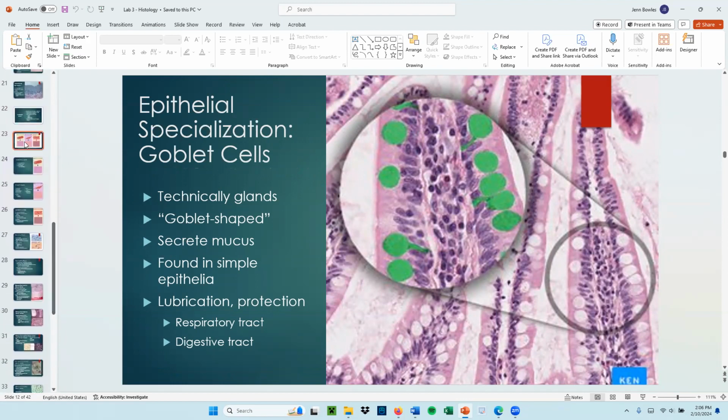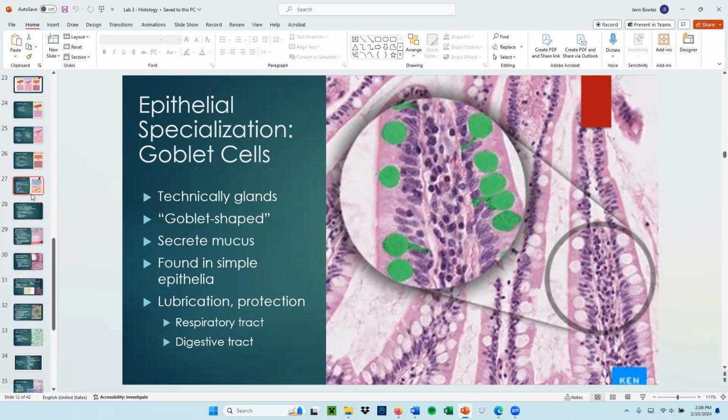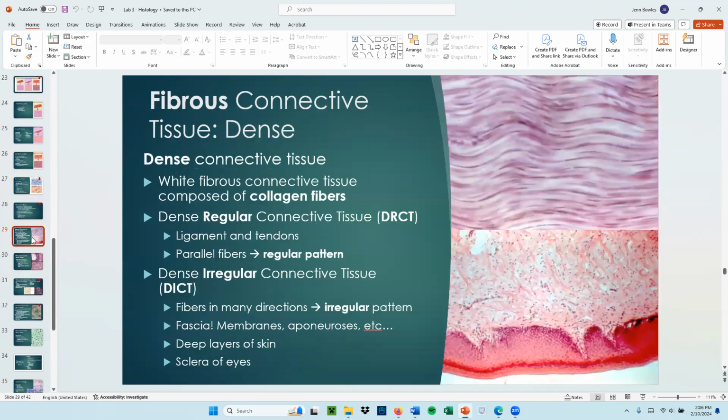Connective tissue is a little messier. So I'm going to gloss over skeletal and nervous tissue right now because I think most people are pretty solid on those.